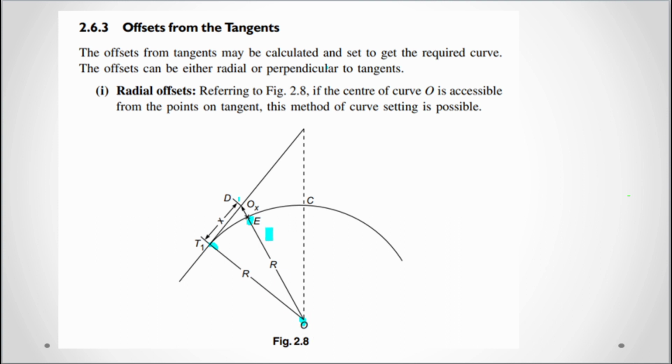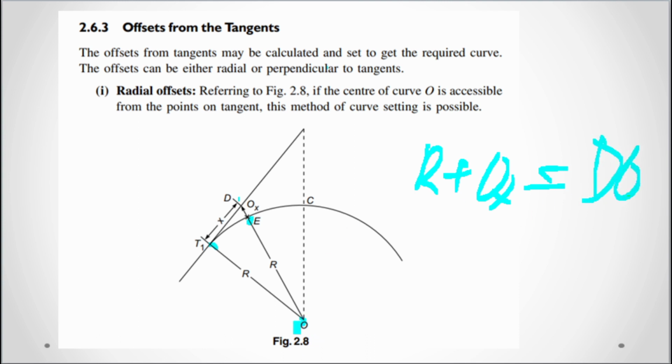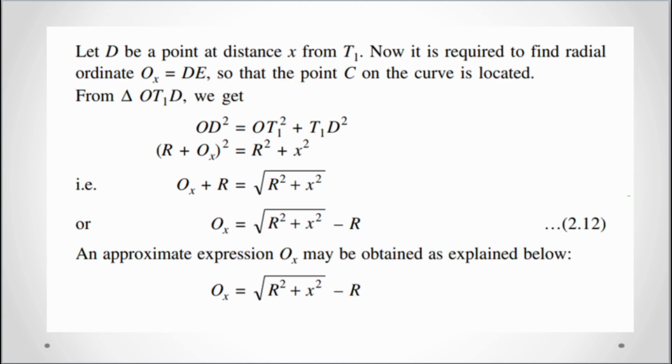So that will be R plus offset x. This is the distance represented by distance DO. The distance from here to here will be R, which is known, plus the offset x. In this case, that is what we are looking for, so we need to compare those data in order for us to get that.